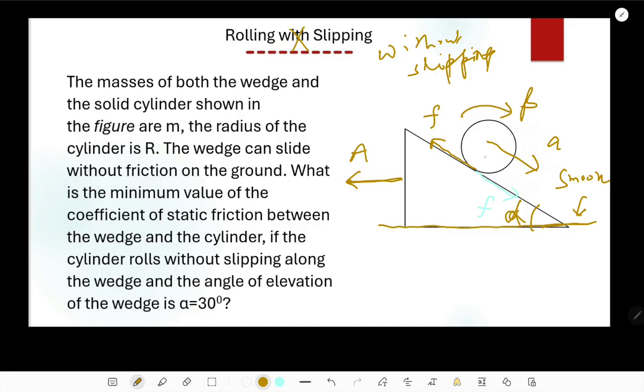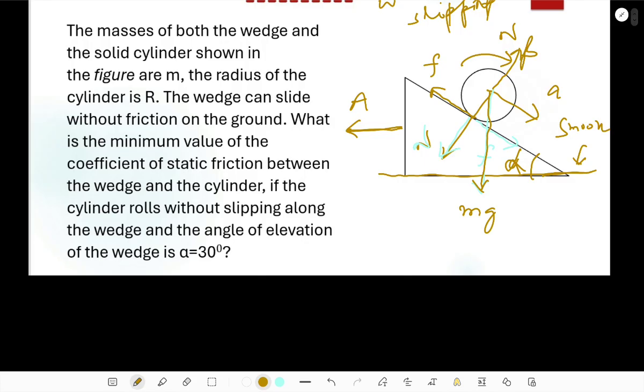And of course there is normal force on the cylinder and normal force on the wedge. Gravity acting on the cylinder is mg, and it's going to be useful. And we don't need to show the force of gravity acting on the wedge because the wedge is accelerating in the horizontal direction. And after showing all those forces, that means after drawing the free body diagram, we can write the equations of motion next.